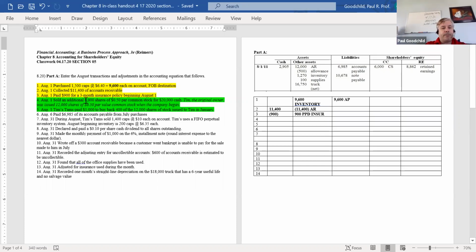So we have sold 8,000 shares of 50-cent par common stock for $20,000 cash. And then this just tells us about the previous shares that were issued when the company began. So what I'd like you to do now is type in chat how I should record the 8,000 shares of 50-cent par common stock issued for 20,000 cash. So get your feedback at this point.